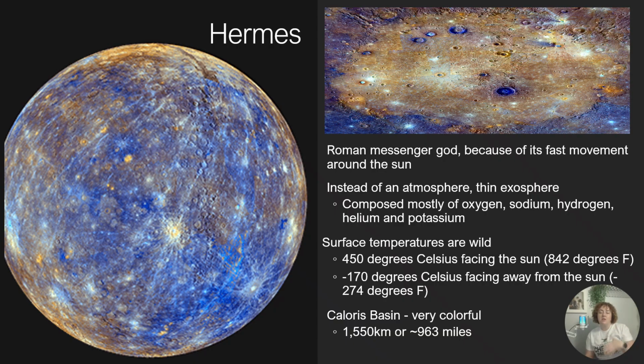So it leaves this very colorful image left on Mercury. The basin itself, this big bowl almost on Mercury, is roughly 1,500 kilometers wide, or about 963 miles wide, which isn't very far, but it's a lot when you talk about how small the planet is.